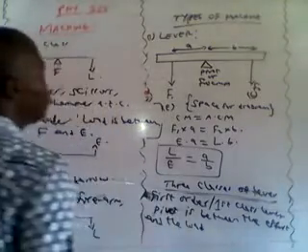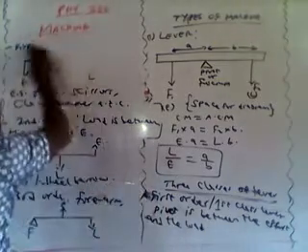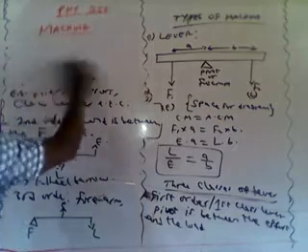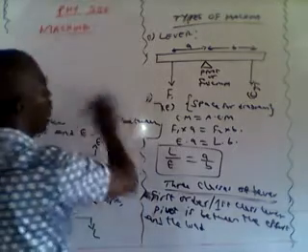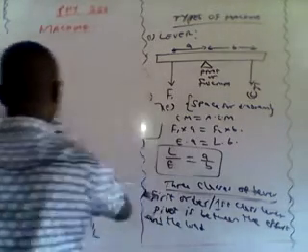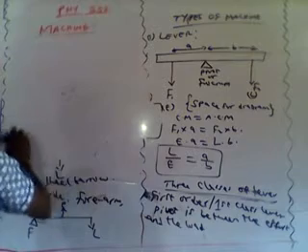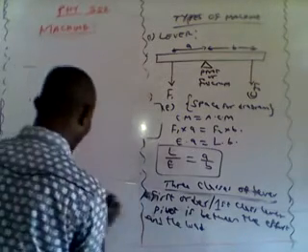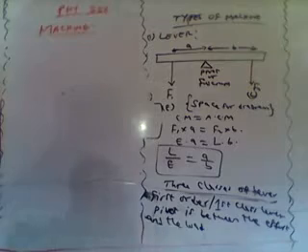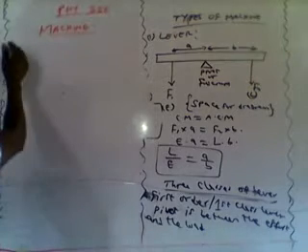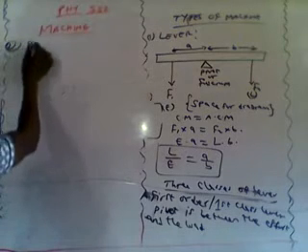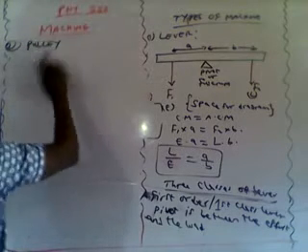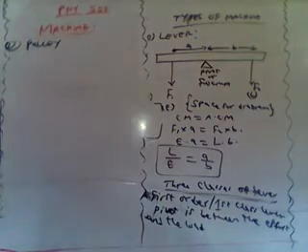So let's quickly go to number 2. That is another type of machine. That is number 2. So here we are going to discuss a machine called pulley or pulley system. What's a pulley?